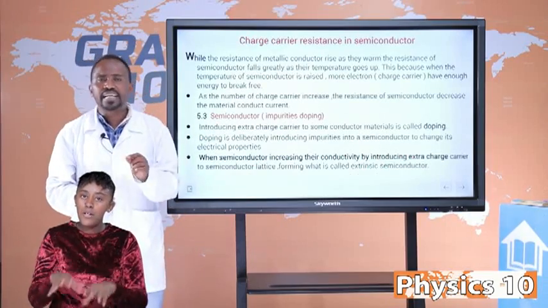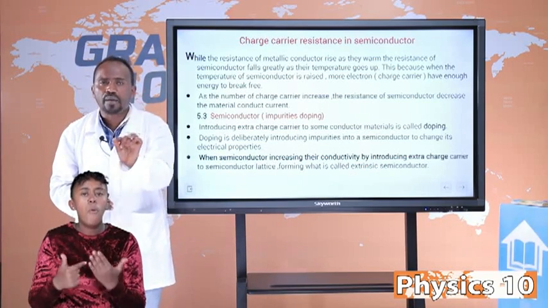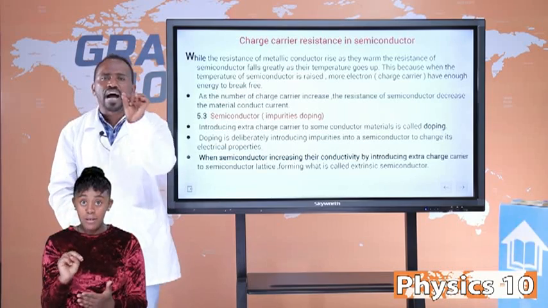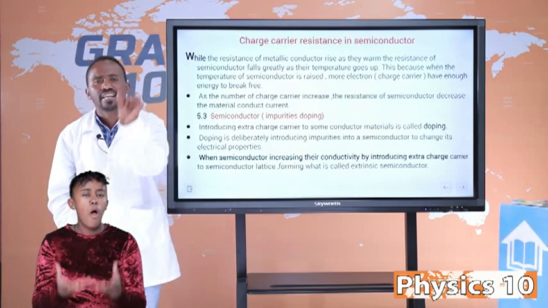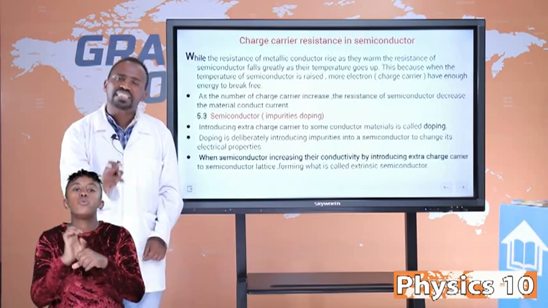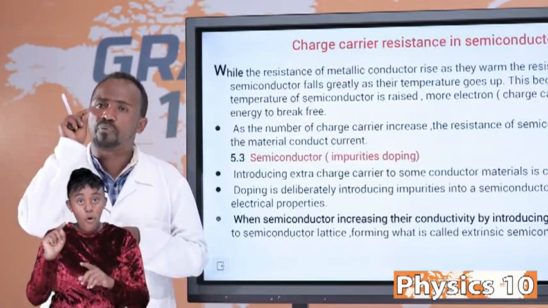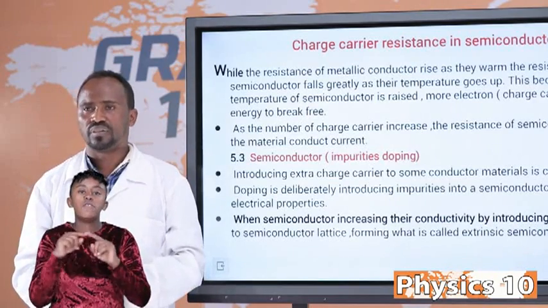Students, I think you understand about P-type and N-type semiconductors. The majority charge carrier for an N-type semiconductor is electrons, and the minority charge carrier, the positive charge, is the hole.